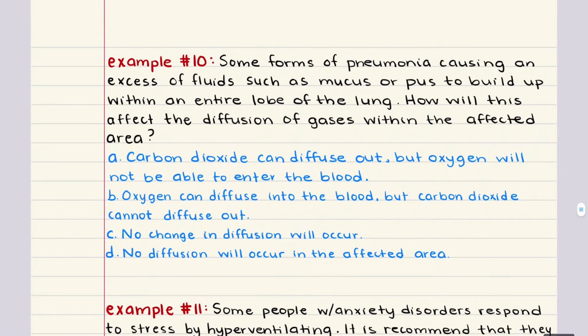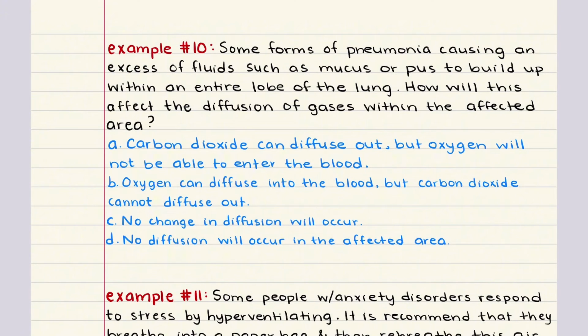Problem 10 says some forms of pneumonia can cause an excess of fluids such as mucus or pus to build up within an entire lobe of the lung. How will this affect the diffusion of gases within the affected area? A says carbon dioxide can diffuse out, but oxygen will not be able to enter the blood. B says oxygen can diffuse into the blood, but carbon dioxide cannot diffuse out. C says no change in diffusion will occur, and D says no diffusion will occur in the affected area.